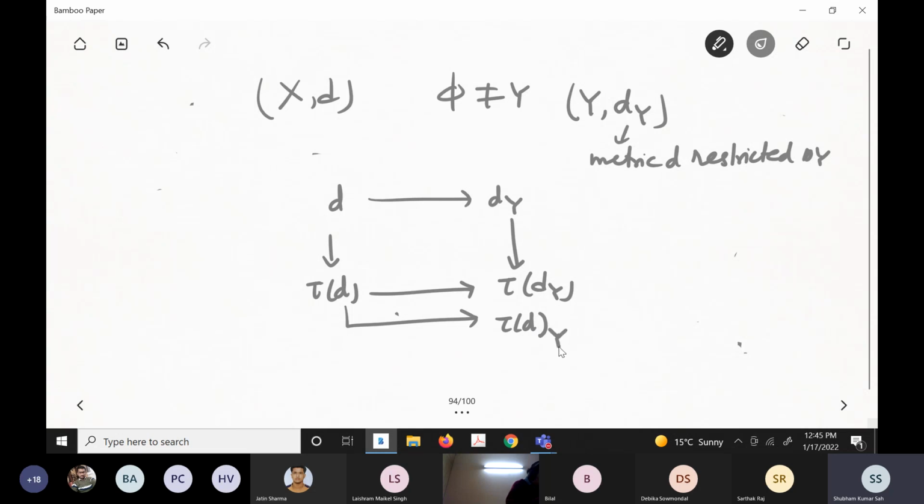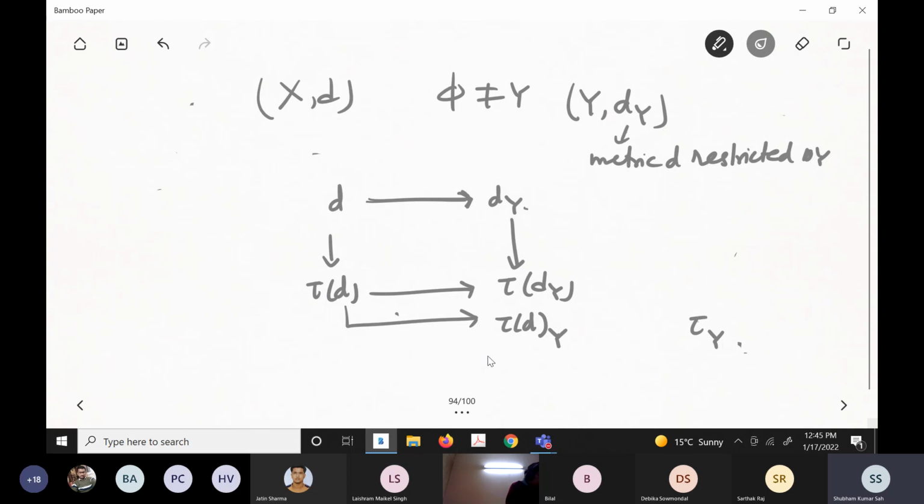That will be this notation, because topology is tau D, the topology induced by, generated by the metric D. So this way you are coming: first you are restricting metric D to Y, and then you are taking topology. Here you are doing the other way: first you are taking the topology induced by D, and then you are taking the subspace topology.